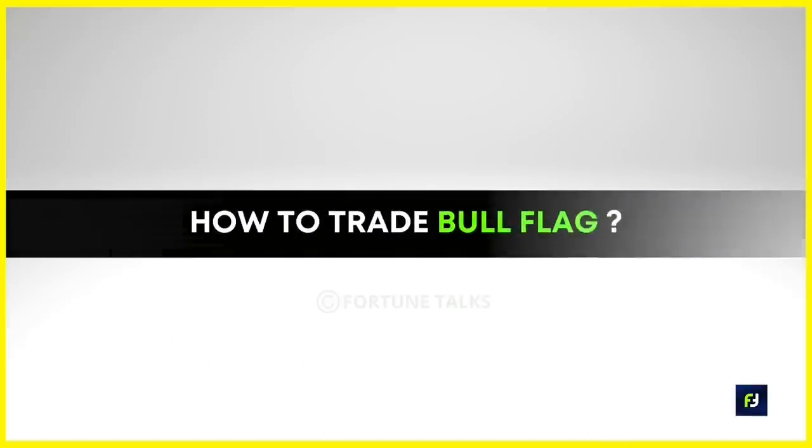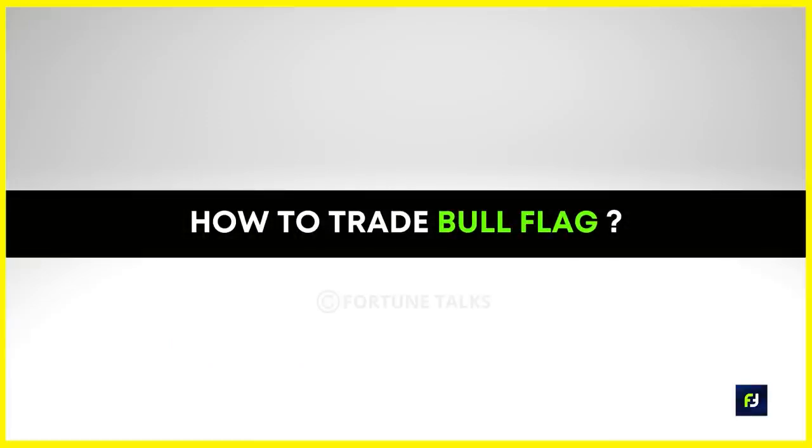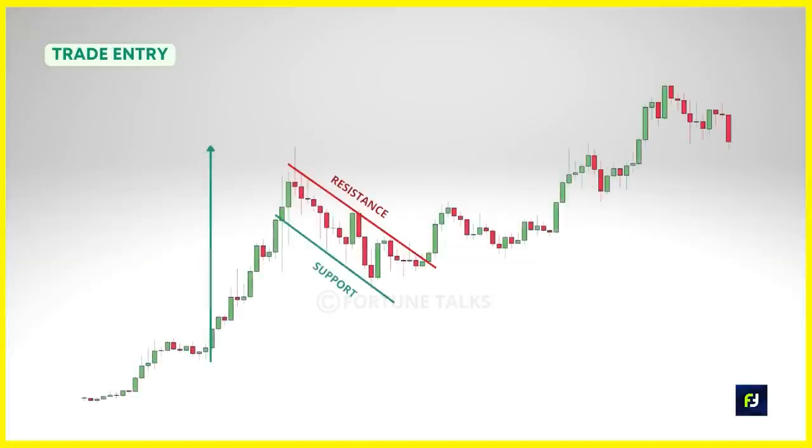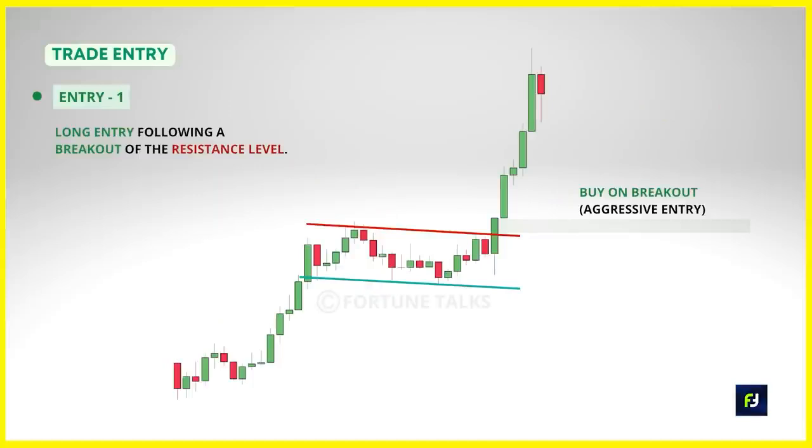Now that we have learned how to identify a bull flag, we can discuss how to trade the flag pattern. I will discuss the entry methods, where to place the stop loss and how to set the targets. Starting off with the entry criteria, as it is a bullish continuation pattern, we are only interested in the break above the resistance line. So you can take a long entry following a breakout of the level.